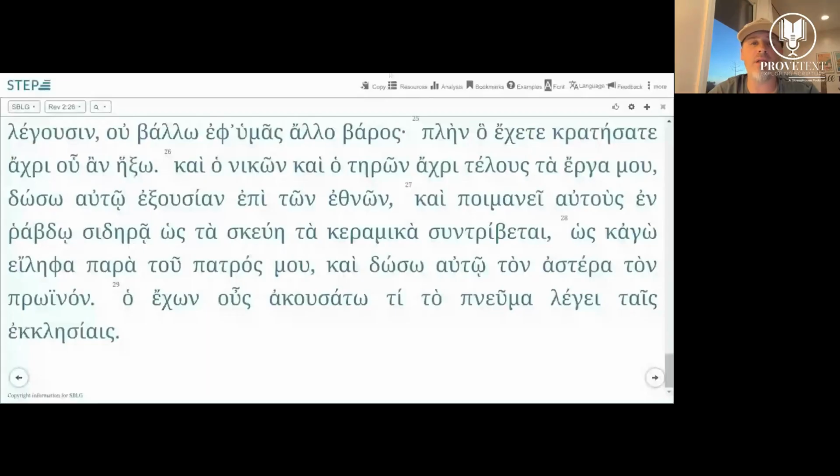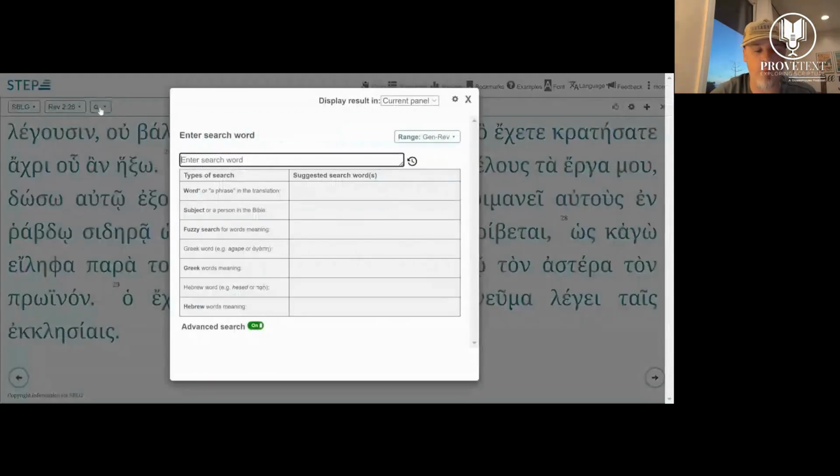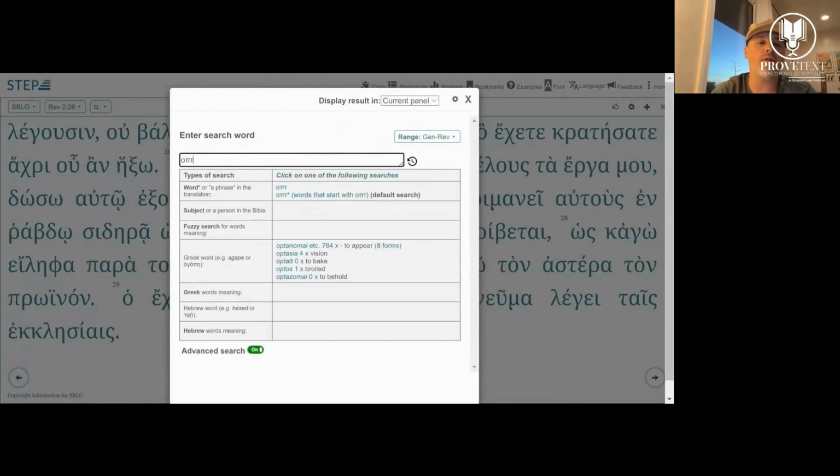So if you're watching, I'm going to share, we're going to do a little bit of looking at Step Bible. I'm going to pull up stepbible.org. I'm going to hit the search bar, set my keyboard to Greek, and we're going to look for opt. And boom, there we go. You can see that we have optanome, optasia, optao, optos, and optazome.